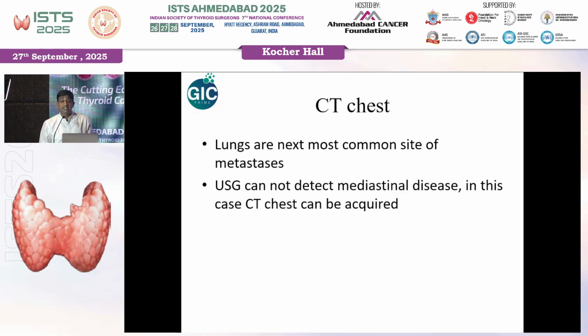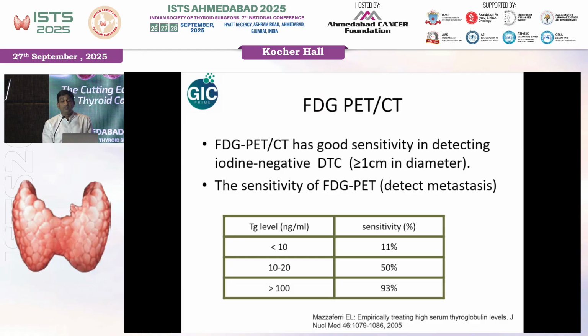Then we go for the CT chest, as the lung is the most common site of metastasis. So USG cannot detect the mediastinal disease. In this case, CT chest can be acquired. Then we go for the FDG PET CT. FDG PET CT has a good sensitivity in detecting the iodine negative differentiated thyroid cancer. When the TG level is rising, the sensitivity of the FDG PET CT in detecting the metastasis is increased. When TG level is more than 100, the sensitivity of the FDG PET CT is more than 90%.